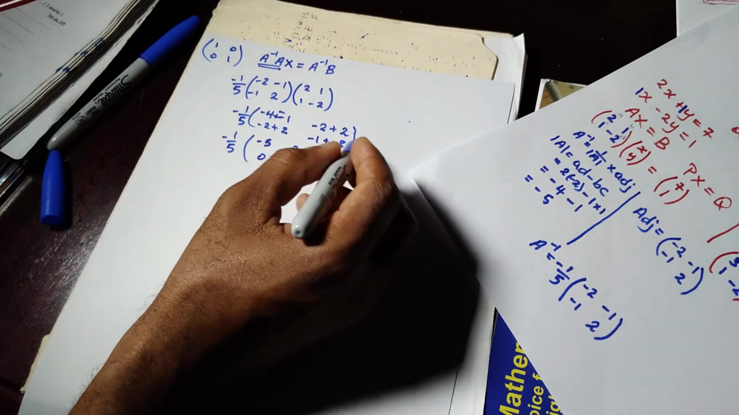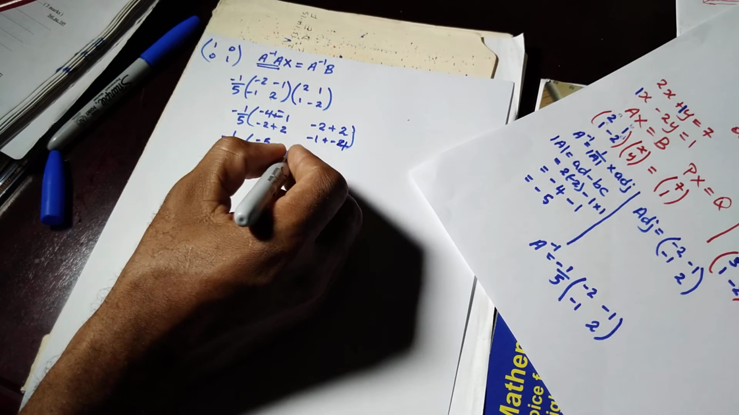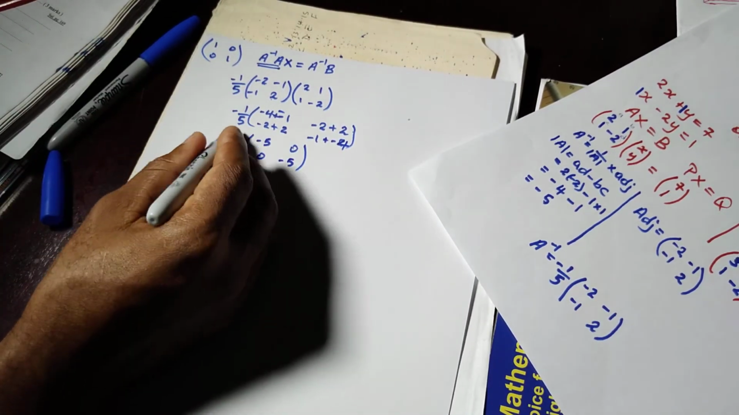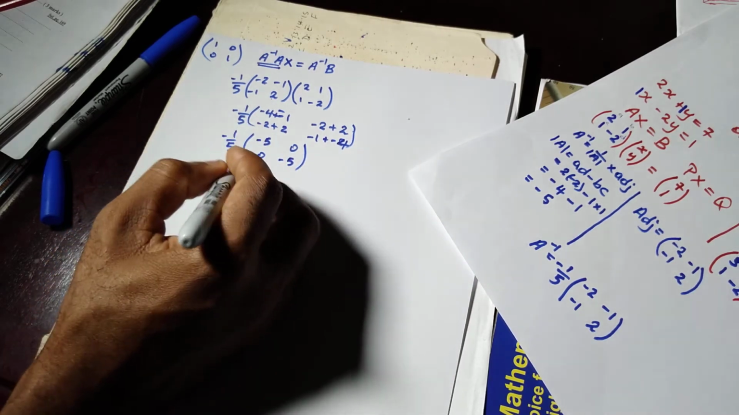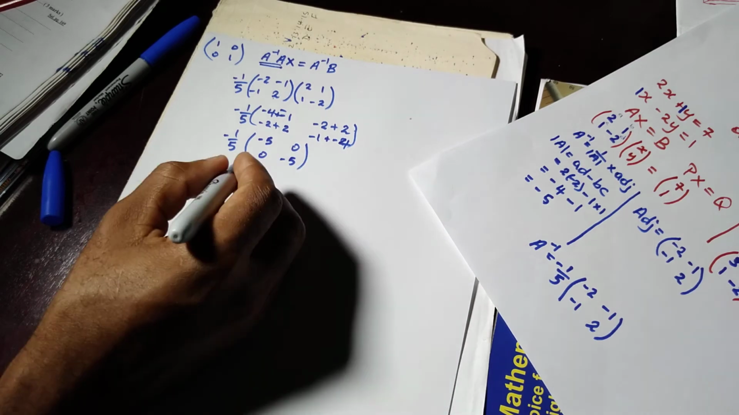Hold on, it seems like we made a mistake here. 2 times minus 2 should be minus 4, so this is going to give me minus 5. So I'm going to distribute this minus 1 over 5 inside the brackets. I'm going to have minus 5 over minus 5, minus 5 over minus 5.